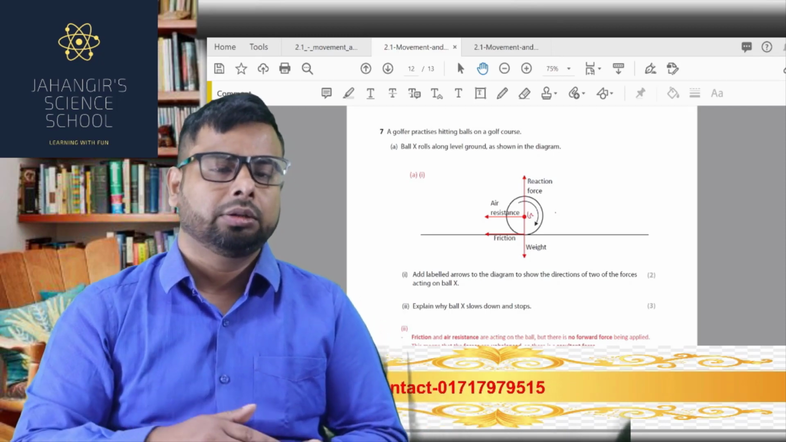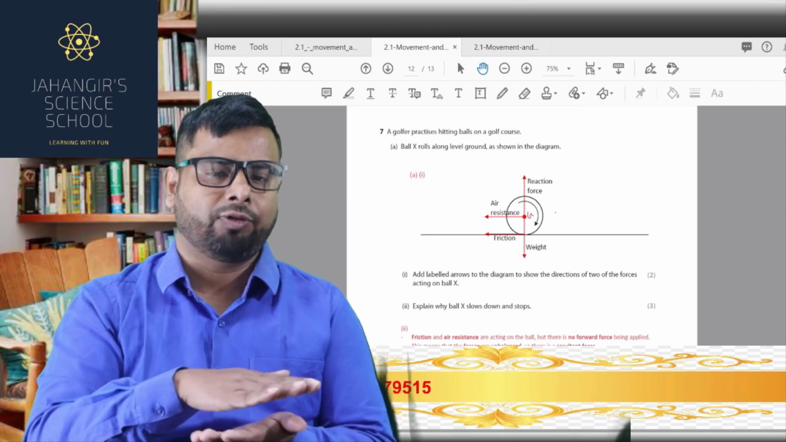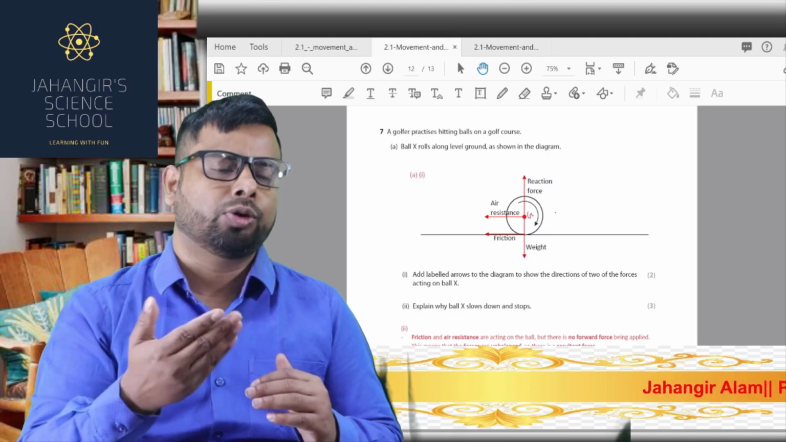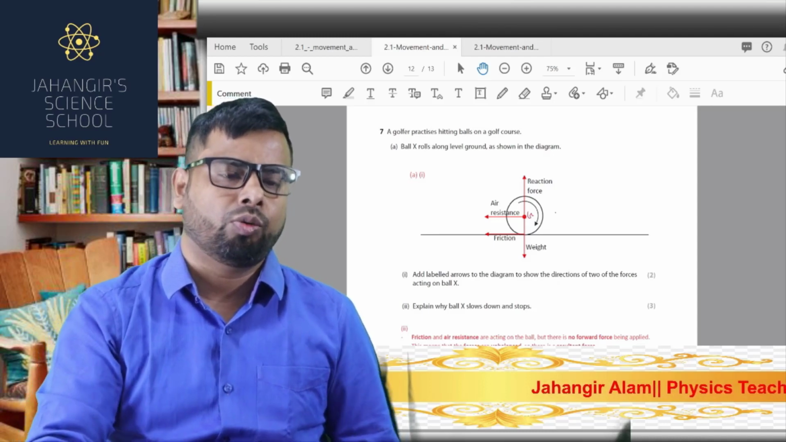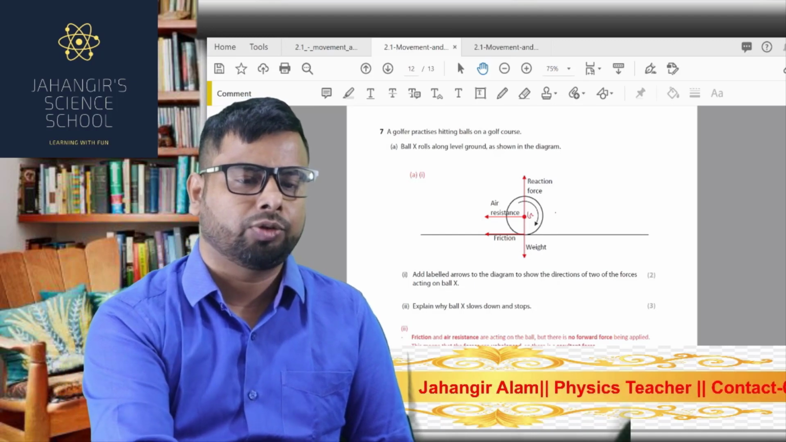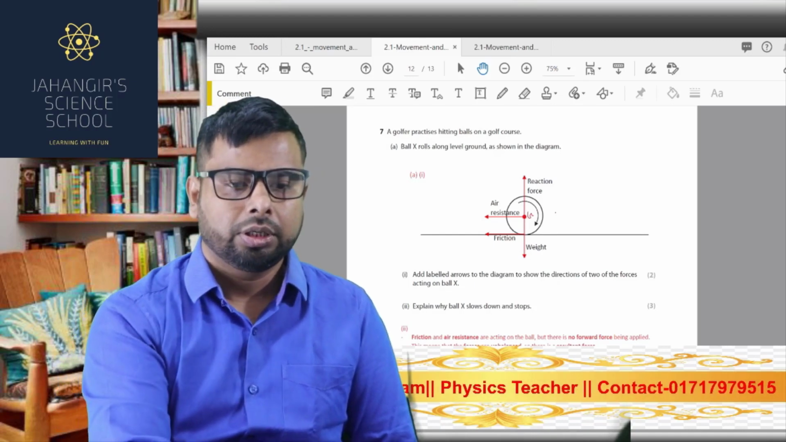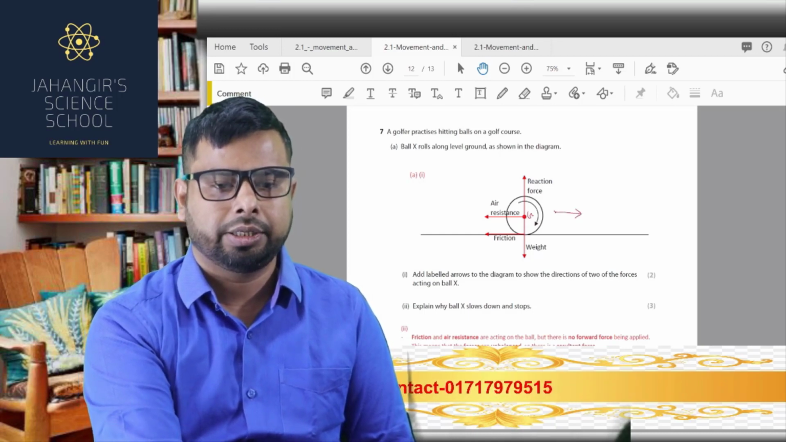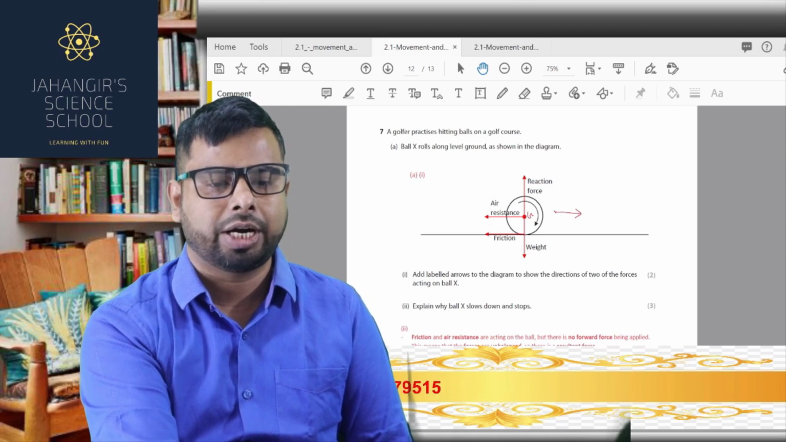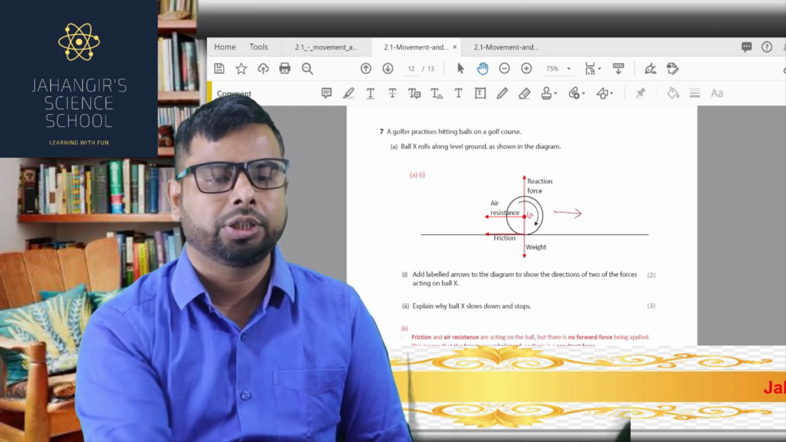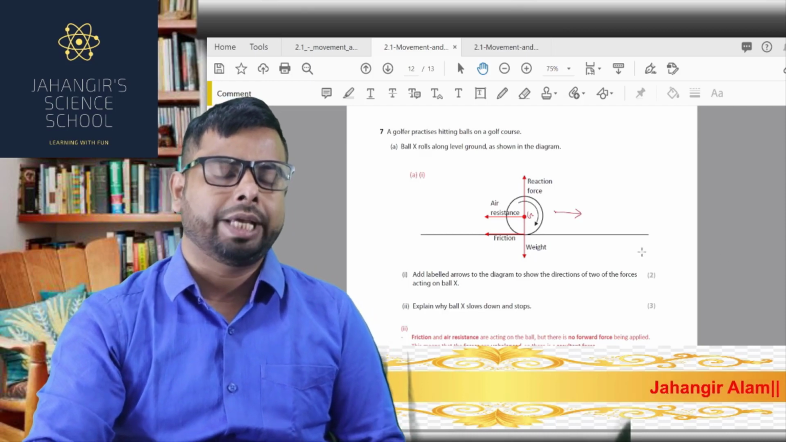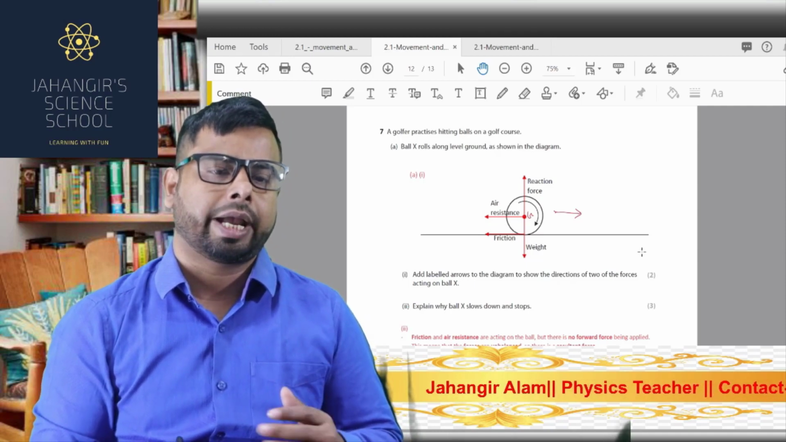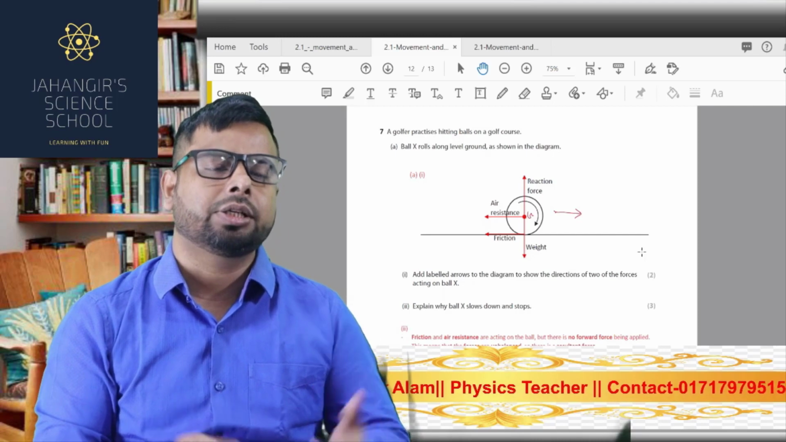So weight acts downwards, and remember there is a reaction force. When any object is placed on a surface, the surface will give an upward force which is exactly equal to the weight. So that is the reaction force, or normal reaction force. The ball rolls forward, to the right. So there is air resistance in the left direction, and there is friction also in the left direction. So air resistance and friction are the two opposing forces. They act against the motion of the object.